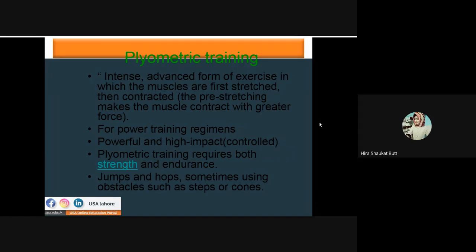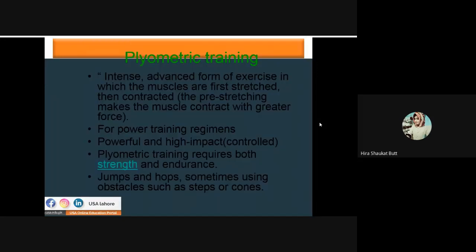Okay, let's have a look at the definition of plyometric training, also known as short shortening drills. This is an intense, advanced form of exercise in which the muscles are first stretched and then contracted. That means that pre-stretching makes the muscle contract with greater force. Plyometric training is used for power training regimes, and involves powerful and high impact activities. Plyometric training requires both strength and endurance, with jumps and hopping activities, crossing obstacles, etc. These are basically examples of plyometric training.